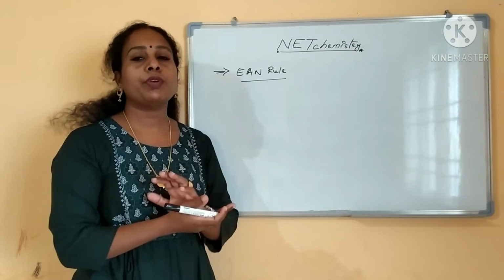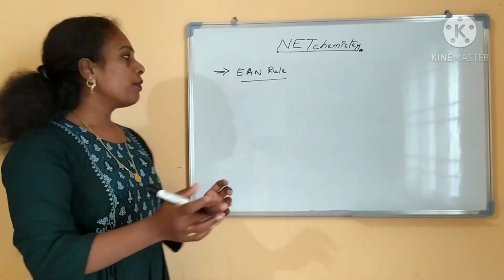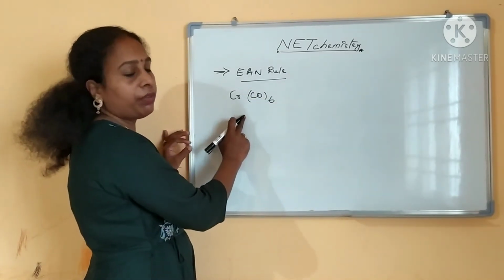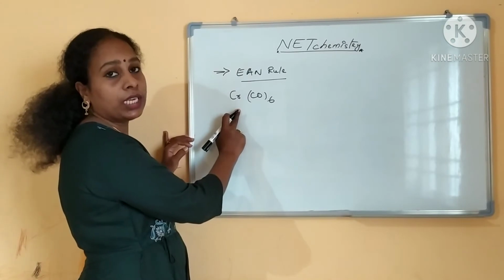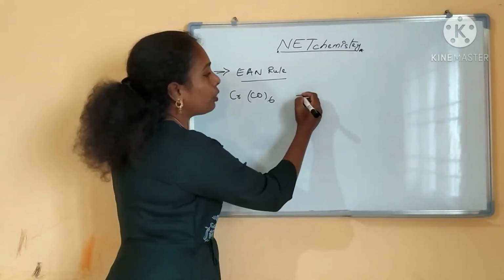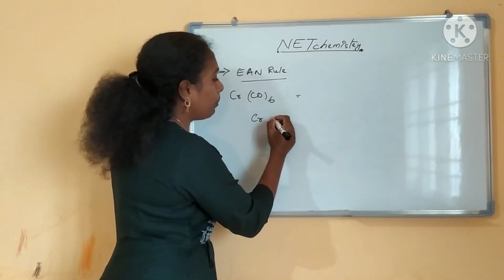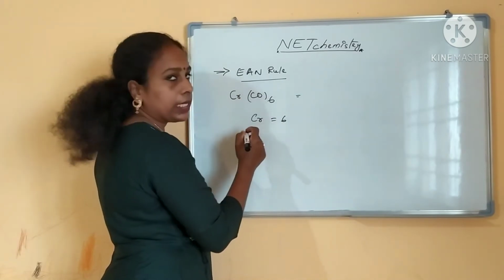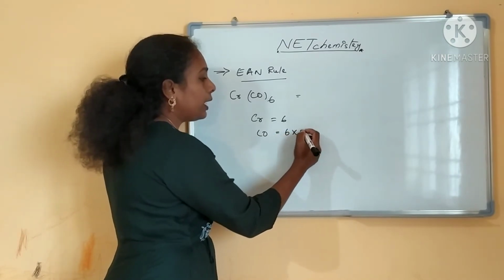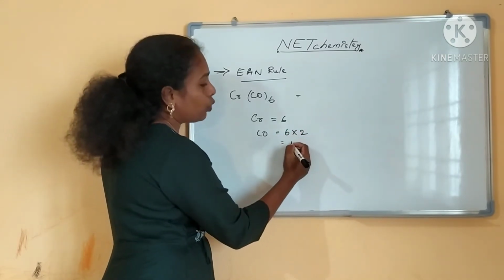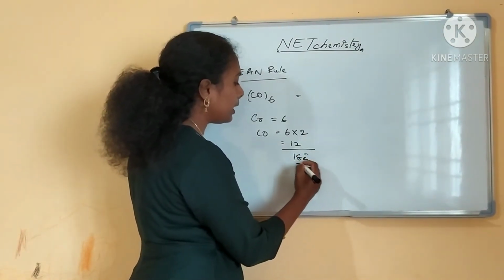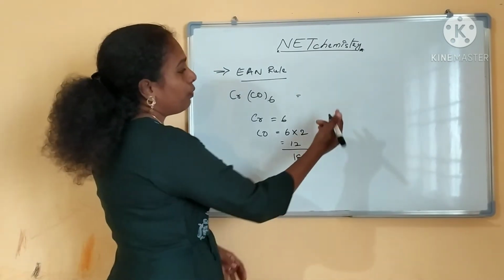From that you have to find out whether the metal is obeying the 18 electron rule. Okay, first one I will write, Cr(CO)6. If the metal is obeying the 18 electron rule, the metal valency should be 18 electrons and then it will be stable. So how many electrons are there in chromium? Chromium has 6 electrons, right? And there are 6 carbonyls, each carbonyl gives 2 electrons, so it will be 12. So the number of electrons present in Cr(CO)6 is 18 electrons, right? Is it a stable compound? Yes. So we will see another example.